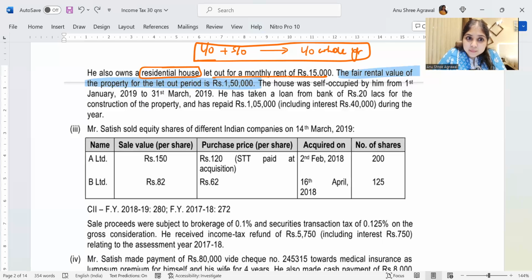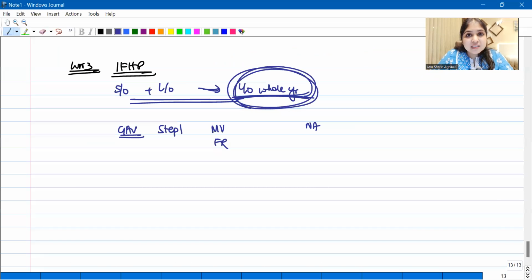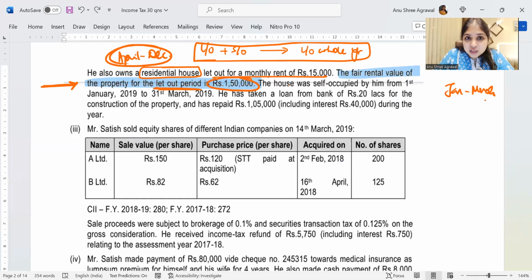What is a let out period? In this question, April to December is let out period and January to March is self-occupied, guys. So they have given me fair rent only for April to December. This is your biggest learning through this question, that read the question properly. You know the concept very well. You know that you're supposed to treat it as if it is let out for the whole year. But here they have given us fair rent only for the let out period.